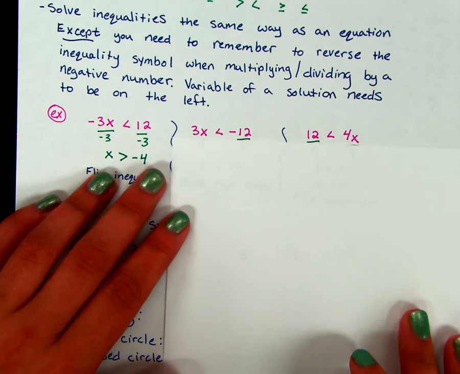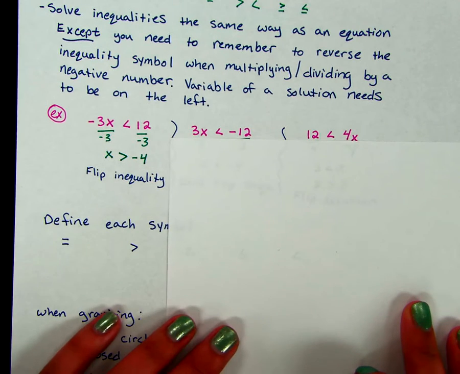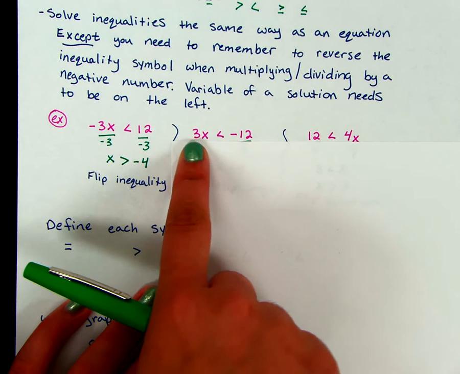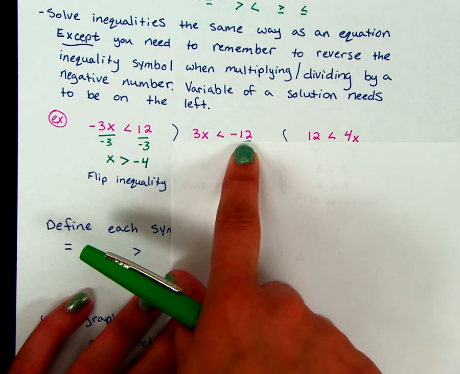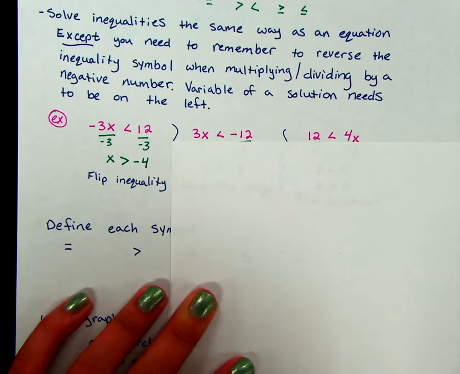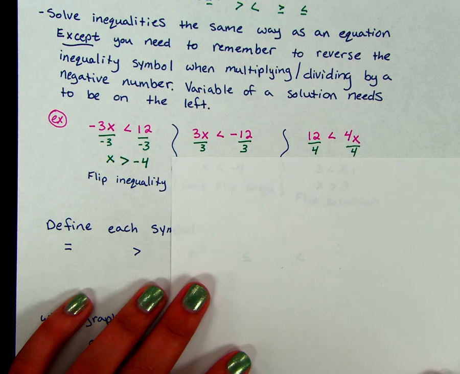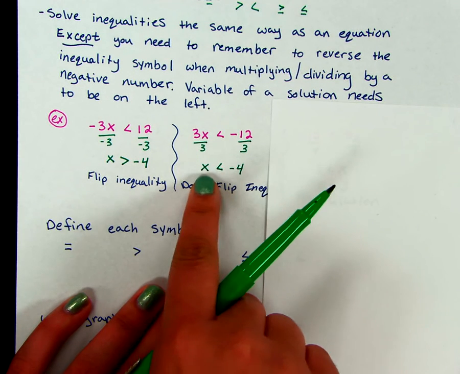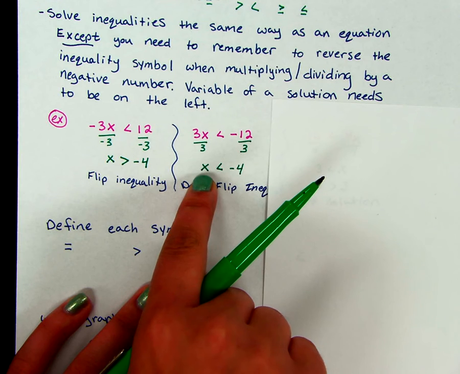Now a slight difference, similar problem. Let's say we take 3x less than -12. Here, when we divide both sides by 3, we are dividing by a positive number, so the rule does not apply. We're going to keep the inequality symbol pointing the same direction. Again, x is on the left side.